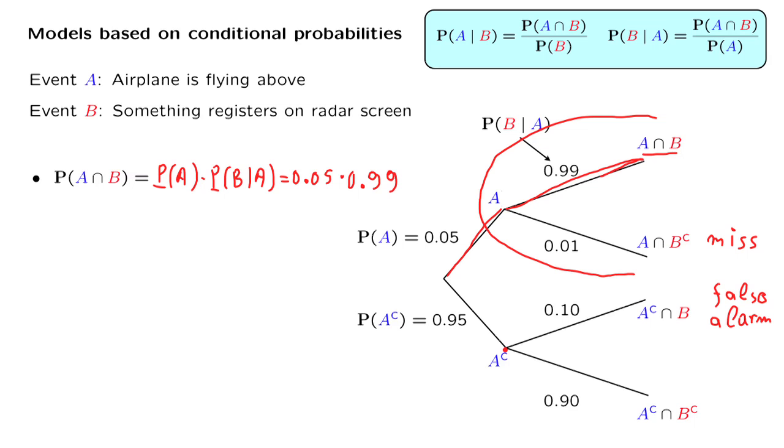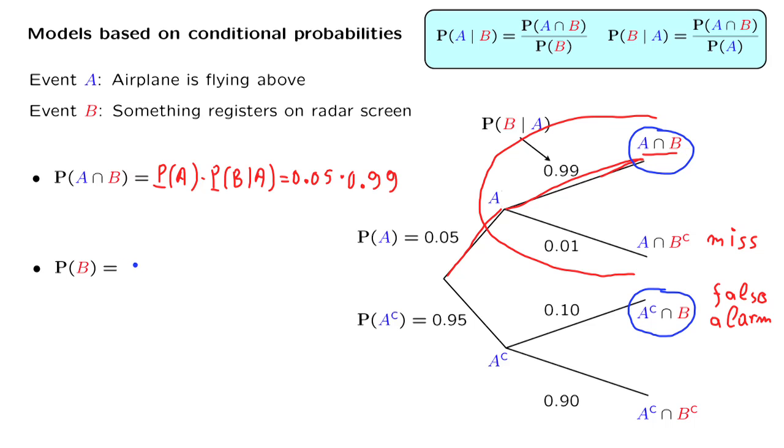How about a different question? What is the probability, the total probability that the radar sees something? Let us try to identify this event. The radar can see something under two scenarios. There's the scenario where there is a plane up in the sky and the radar sees it. And there's another scenario where nothing is up in the sky, but the radar thinks that it sees something. So these two possibilities together make up the event B. And so to calculate the probability of B, we need to add the probabilities of these two events.